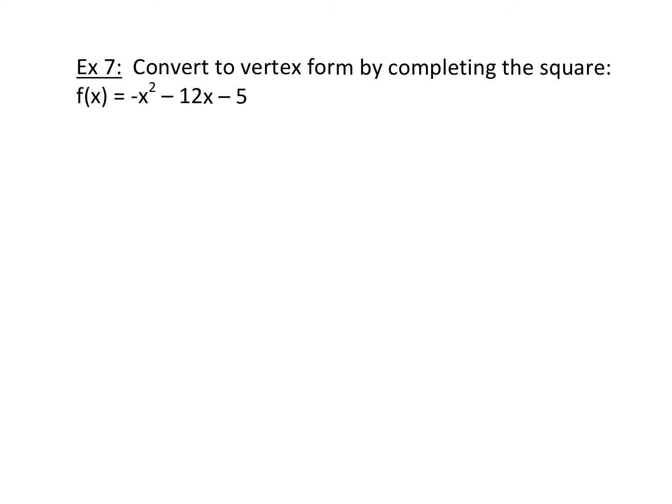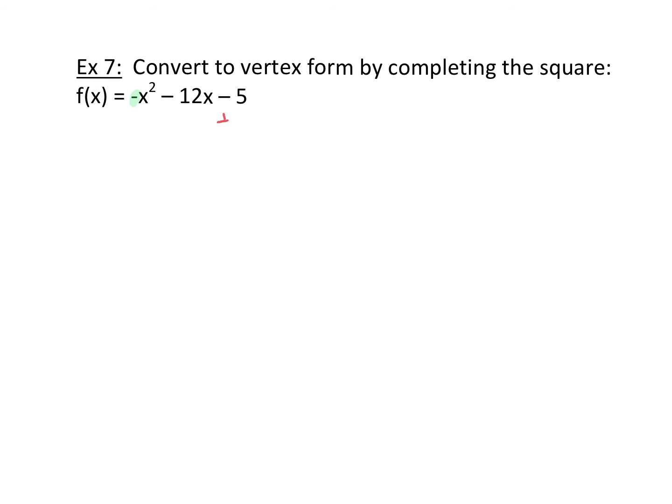Hey guys, okay, in this last example, you'll notice that the A value is -1. And so the same rules apply: you're going to have to pull out that A value as the GCF, or as the common factor, when you get to the step after you move the C value. Okay, so if you want to try it on your own, you can pause the video and certainly do that.